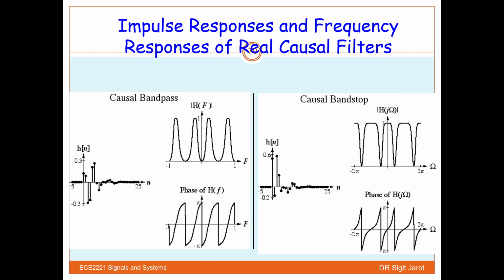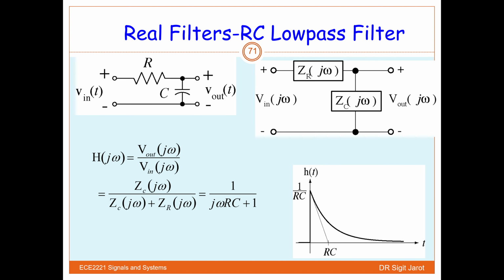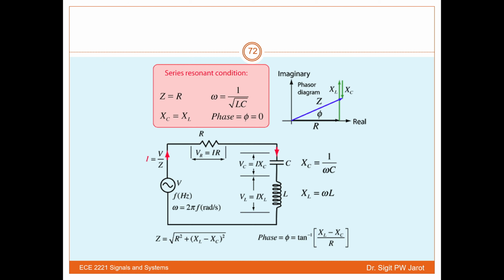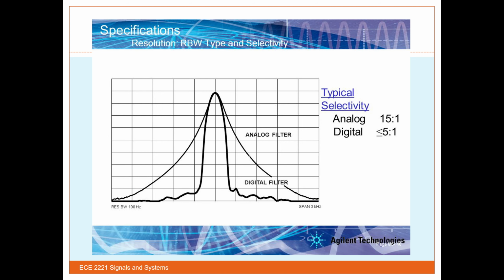So this is an example of filters. This is the design of the filters using RC. If it is a high pass, we have to swap these locations. The value of RC will determine the center frequency. And this is an RLC design of filters.